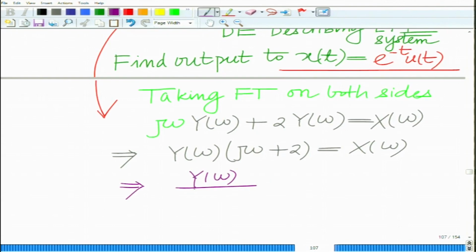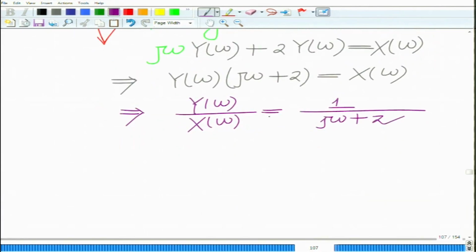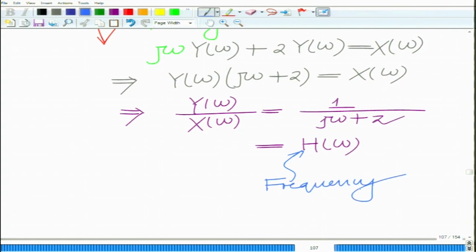which implies Y(omega) by X(omega), which we also call the frequency response of the system, is 1 over j omega plus 2. This is also equal to, remember, H(omega), the Fourier transform of the impulse response, and this is also known as the frequency response of the LTI system.